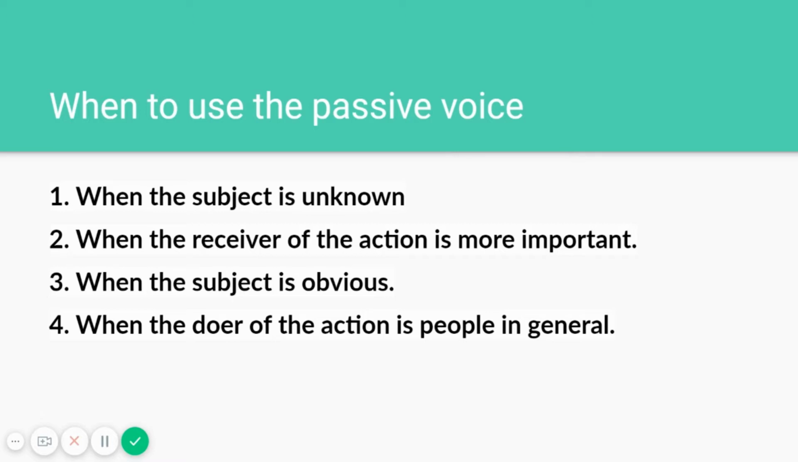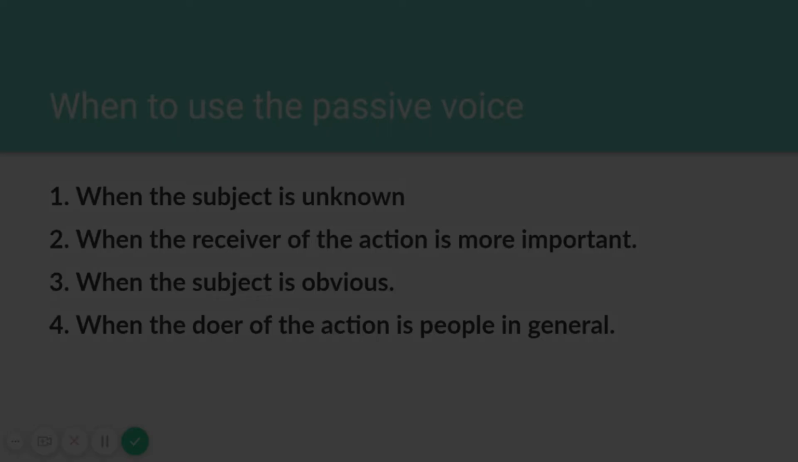When the subject is obvious, like he was arrested for a crime, in that case, it's obvious that the police arrested him, so the police is the subject of the sentence. And then when the doer of the action is people in general. So sometimes when we want to say that everybody, it is said that people are nice.